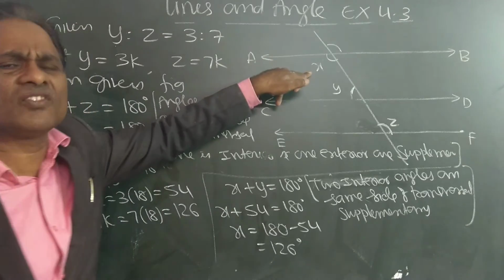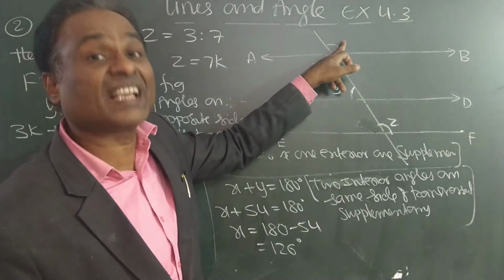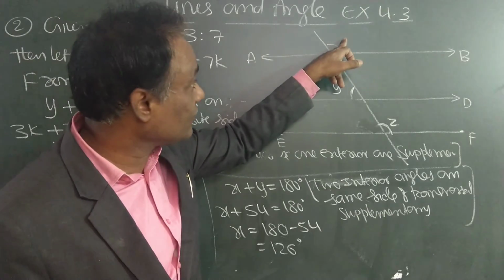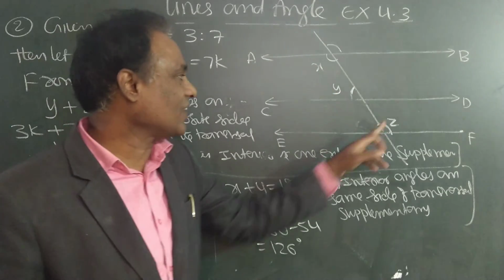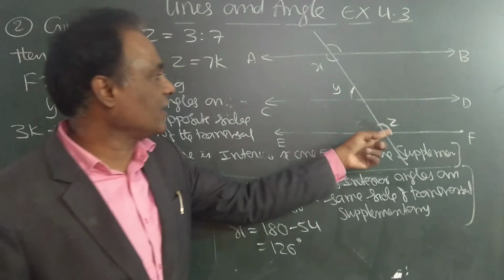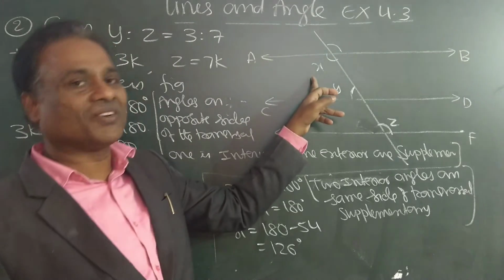Like there are so many ways you can do it. This is z means this is also z, corresponding angles. If this is z means this will be also z because vertically opposite angles. This already we got 126. If this is 126, this is also 126. If this is 126, this will be also 126, like that.